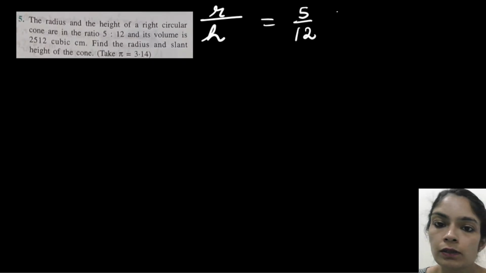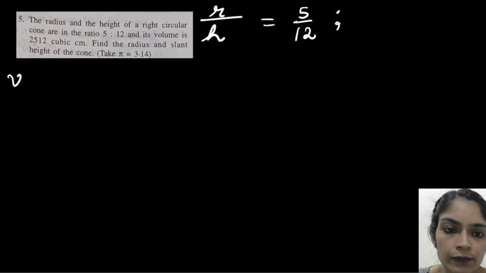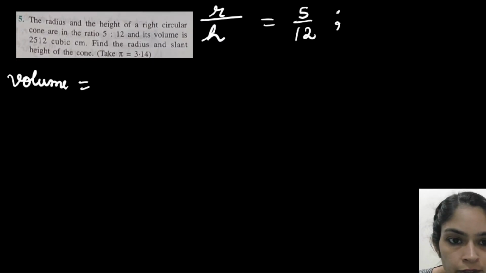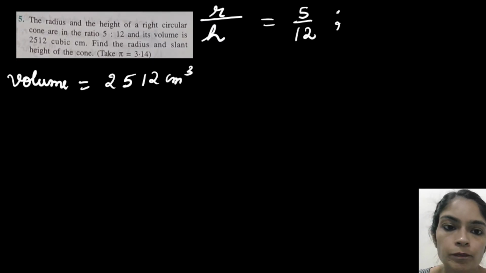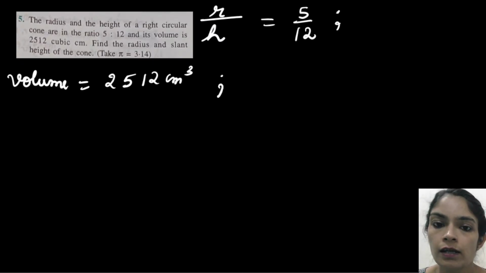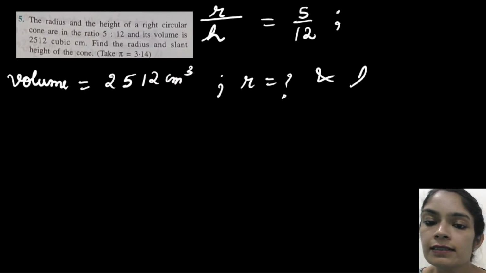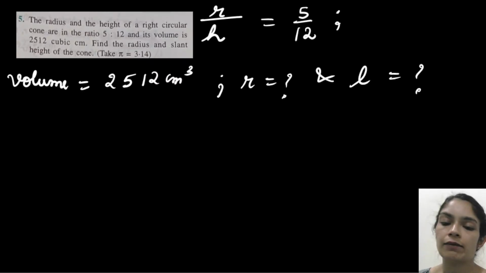Volume is also given to us. So volume is how much? It's 2512 centimeter cube. Find the radius and slant height. What we have to find? We have to find radius and slant height. That means L we have to find, not H. Okay, we have to find L and R of this question.